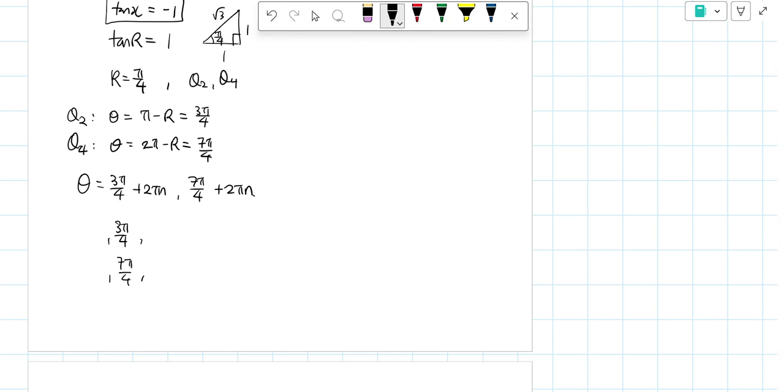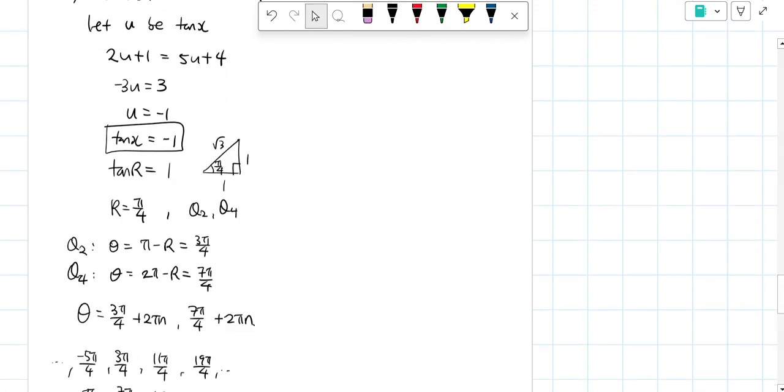Let's add and subtract 2 pi's. If I add 2 pi to 3 pi over 4, 2 pi is 8 pi over 4, so it's going to be 11 pi over 4, and adding 8 pi over 4 again gives 19 pi over 4. If I subtract 8 pi over 4, it's going to be negative 5 pi over 4. Same thing with 7 pi over 4. Let's add 8 and subtract 8. If I add 8, it's going to be 15 pi over 4, add 8 one more time, 23 pi over 4. Subtract 8, negative pi over 4, and so on.